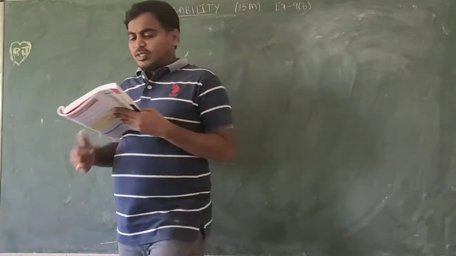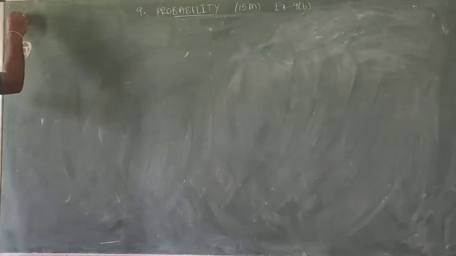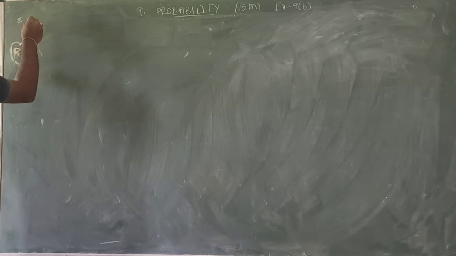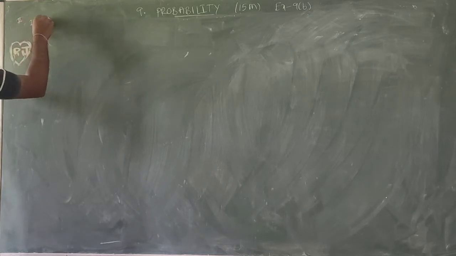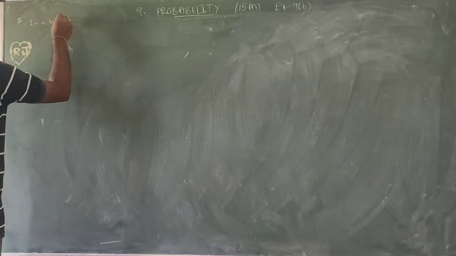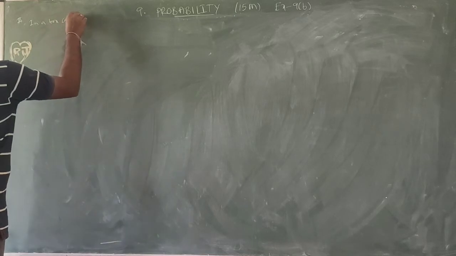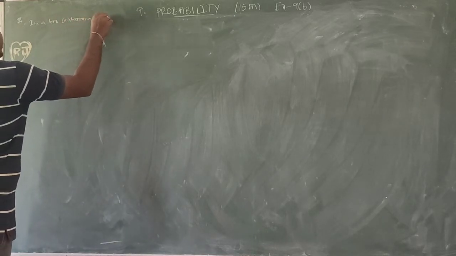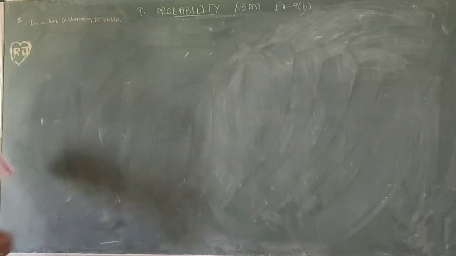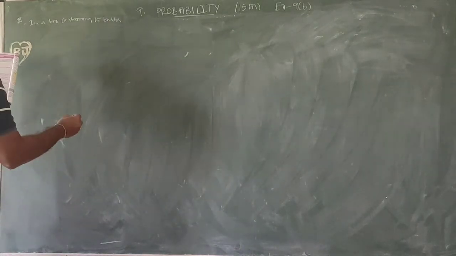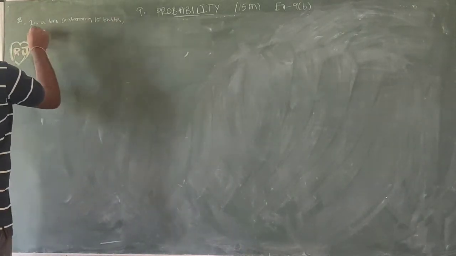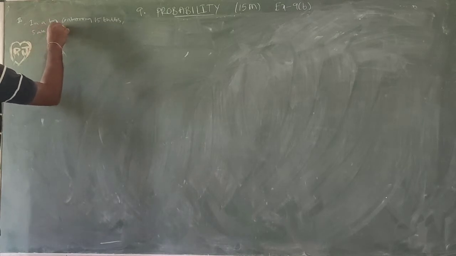Second bit, third question. In a box containing 15 bulbs, 5 are defective.